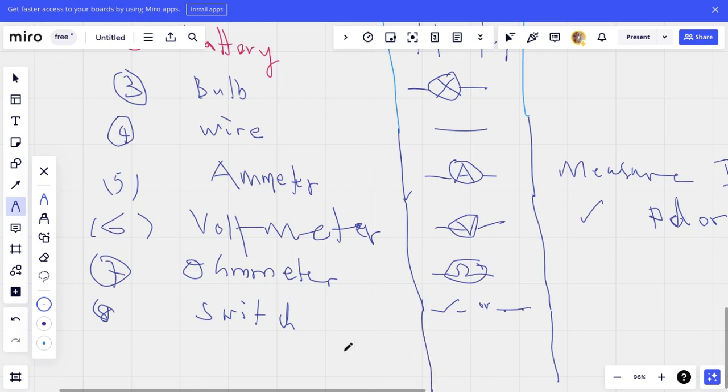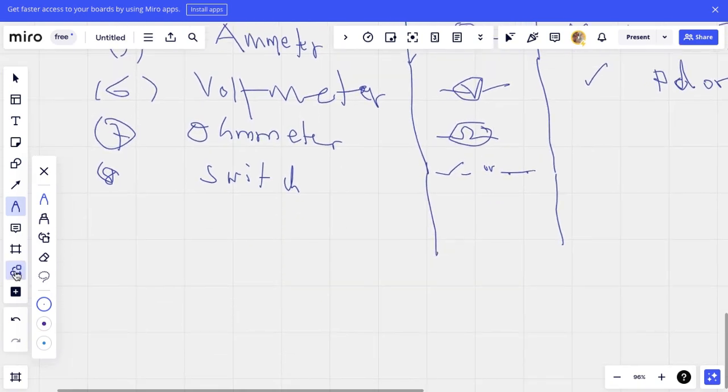Then we have a resistor. Another symbol we use is a resistor. The symbol has changed. It used to be something different. Now the symbol is just this. The function of the switch is to open and close the circuit to allow current to flow in the circuit. That's a switch.